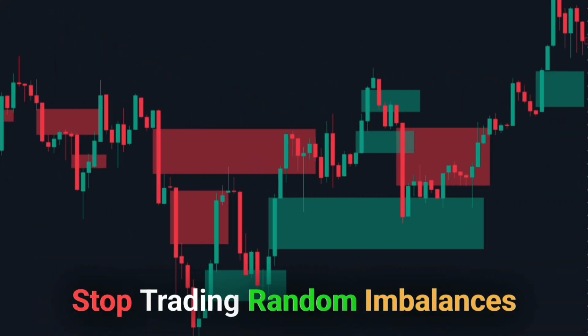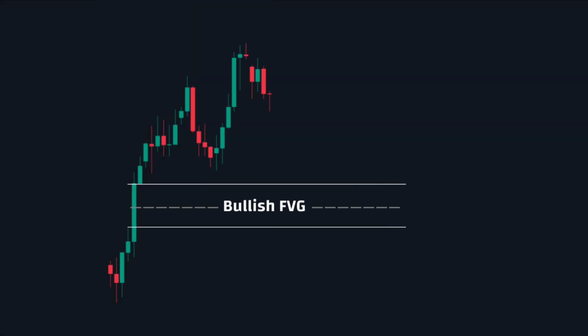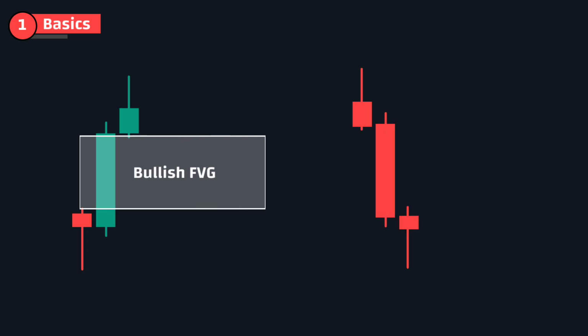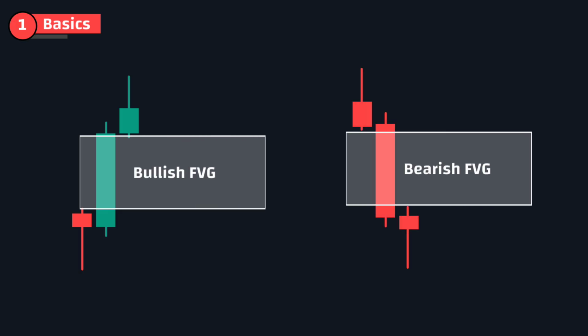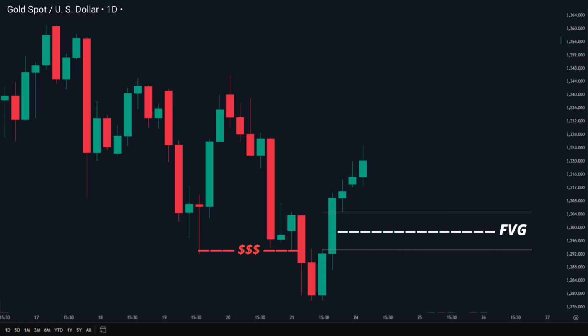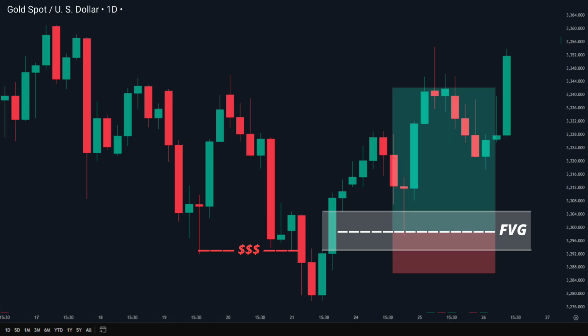Stop trading random imbalances and start reading institutional intent. In 2026, a fair value gap isn't just a three-candle pattern, it's a signature of smart money displacement. Don't enter blindly. Wait for a liquidity sweep and focus on consequent encroachment within higher time frame points of interest. Learn to ignore the noise and trade where the market is forced to rebalance.